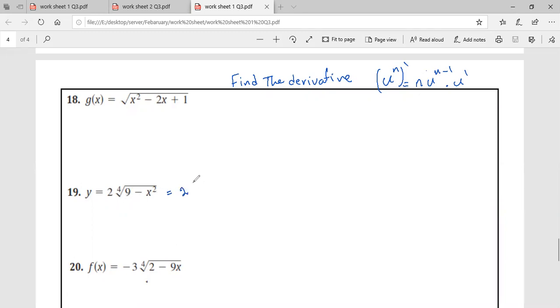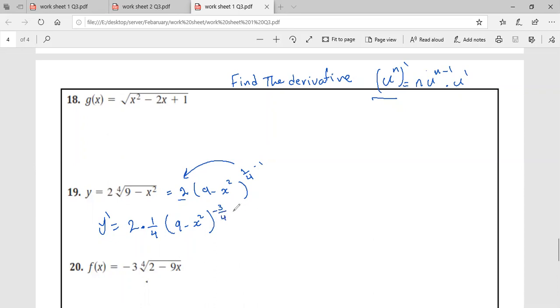I can rewrite this one. Yes, I can express it in power form: the power of one quarter on 9 minus x squared. Now the function is ready to apply this rule. How do we apply it? I think it's easy. This number multiplies the exponent, so it will be multiplied by one quarter. Keep 9 minus x squared. Decrease the exponent by 1, and it will be the new exponent of the function. It will be negative 3 over 4.